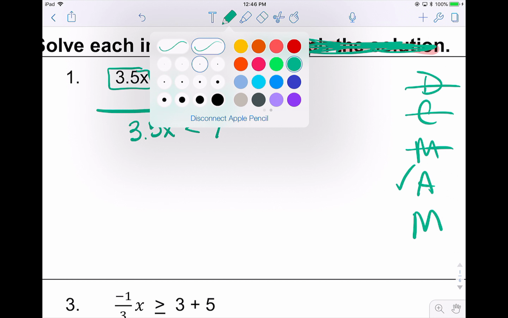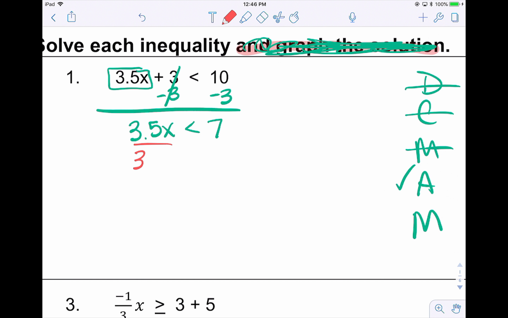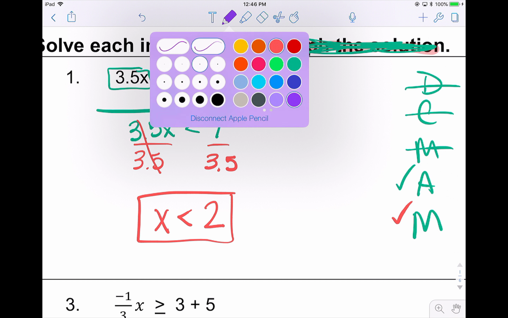Next, I need to multiply or divide. Because this is being multiplied, I will divide. So 7 divided by 3.5 is 2. X is by itself, so I can box my answer.